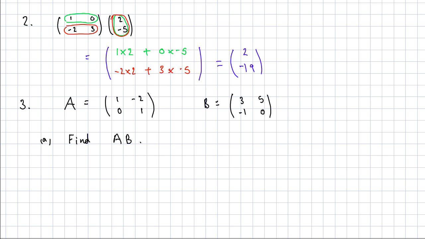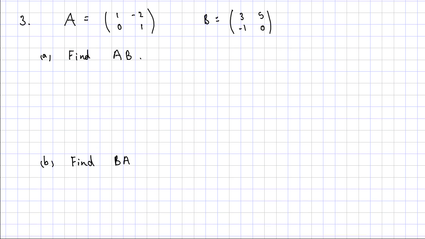Okay, so remember we do row times the column, and you will also notice that this was a 2 by 2 matrix and this was a 2 by 1 matrix, and the result we got was a 2 by 1 matrix. So row here and then column here, and it's this first entry times this number, add this number times this number. Okay, so here it's a similar method for this.